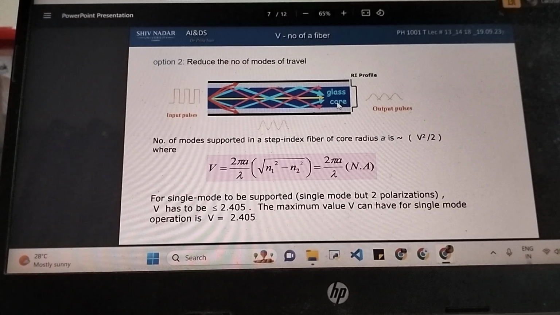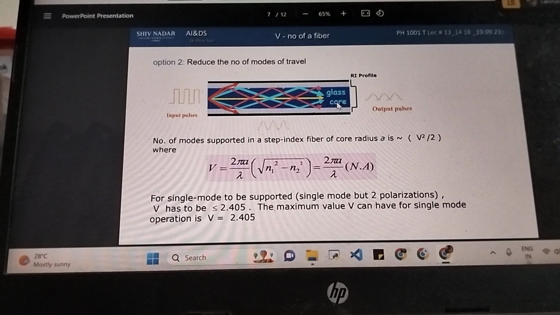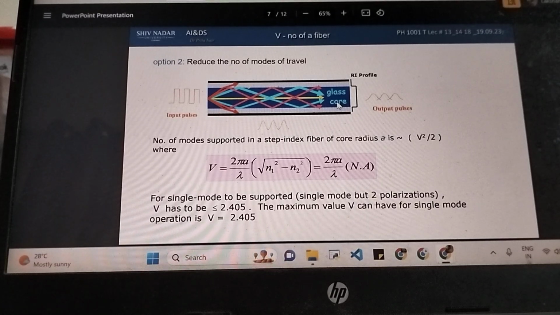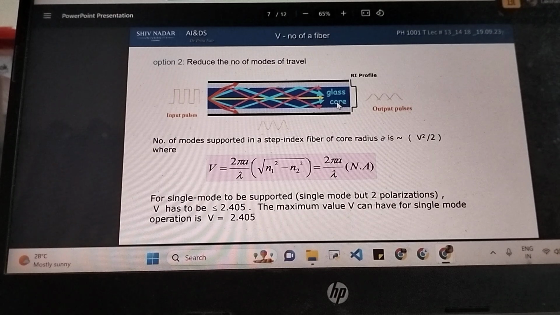That was one of the methods. That is, you support multiple modes, but you try to bring down the time delay between different modes. Another alternative solution to dispersion would be to reduce the number of modes. You engineer your cable in such a way that it only supports one particular phase of travel. So how do you do that?